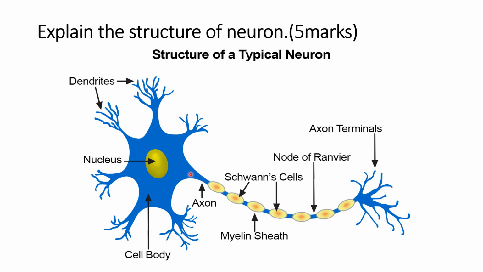Then this area is called the axon hillock, from where the axon originates. From the axon hillock till the beginning of the myelin sheath, the area is called the initial segment. Within the cell body there is a nucleus and different cytoplasmic organelles. The cell body is surrounded by the cell membrane. From the cell body, you can see many branched projections, and they are called dendrites. This is the structure of a neuron. Then they have asked for explanation, so about each part that is labeled here, you have to explain it to get full 5 marks.